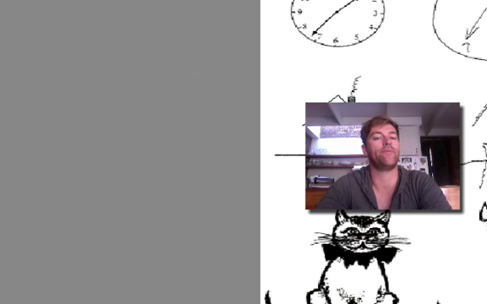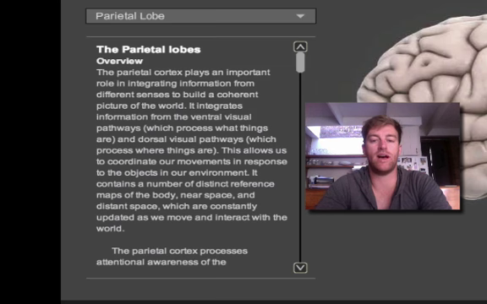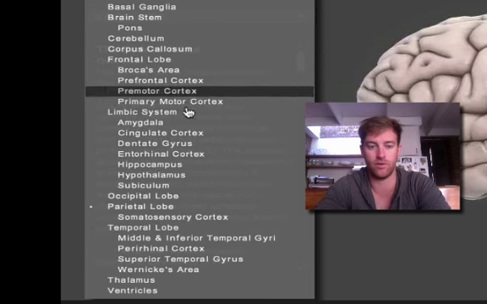All right, that's basically all from the parietal lobe. We're going to learn about that a little bit later too. So, interesting little part. Now we go back to the occipital lobe. Let's go to the occipital lobe.